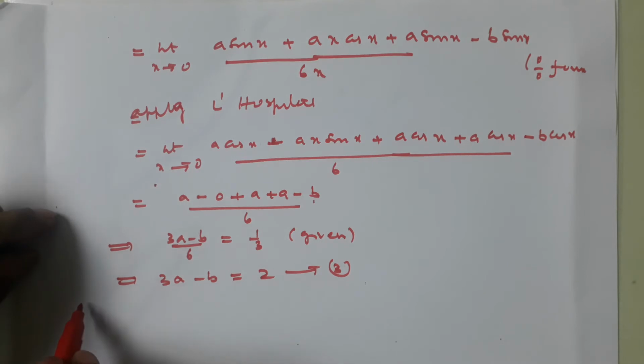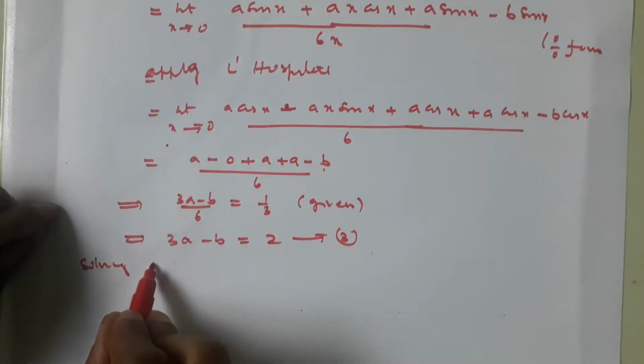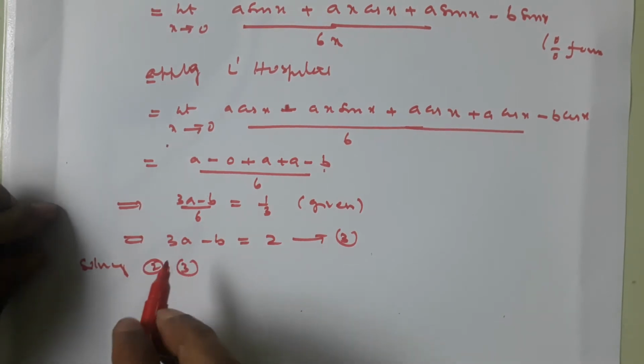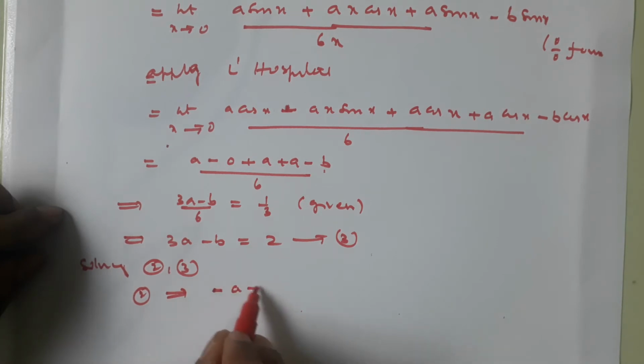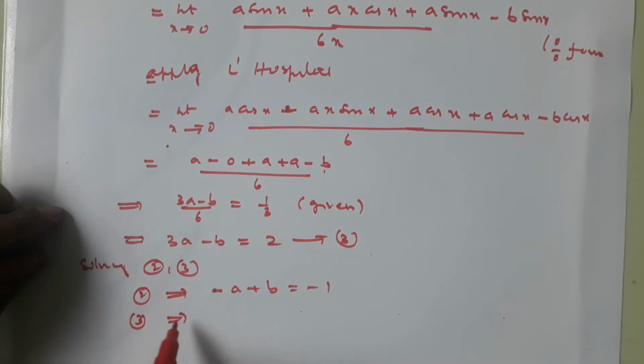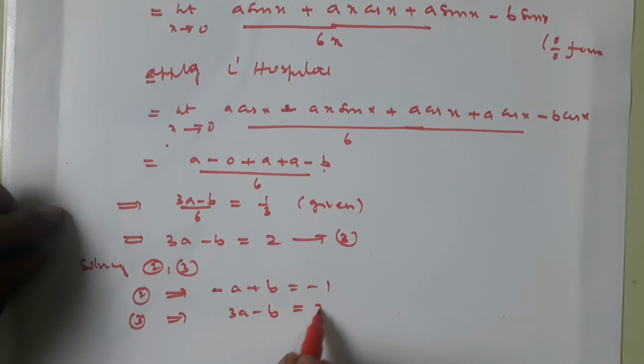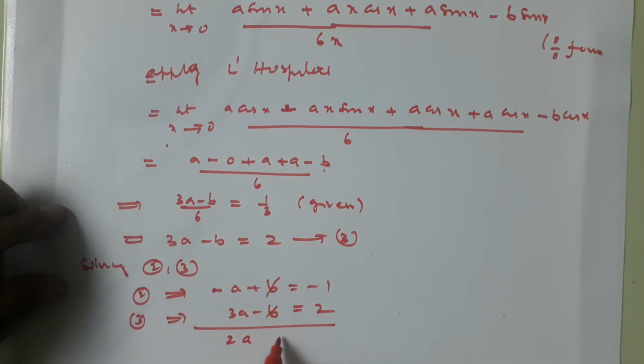Next, solving 2 and 3. That is, equation 2 is minus A plus B is equal to minus 1, and equation 3 is 3A minus B is equal to 2. So this implies 2A is equal to 1, implies A is equal to 1 by 2.